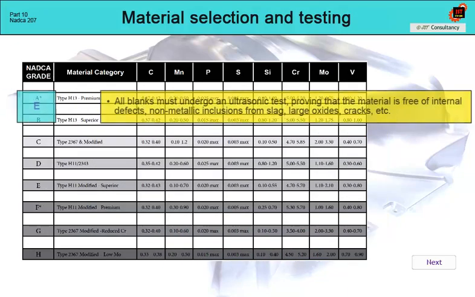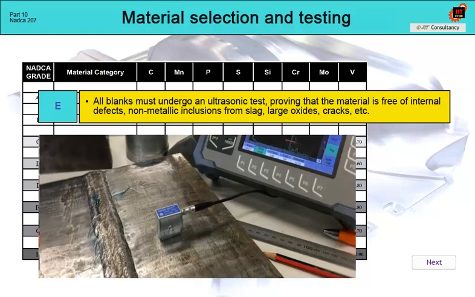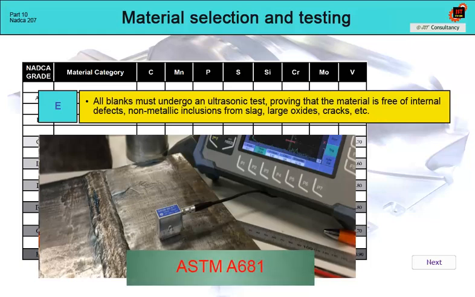Condition E. All blanks must undergo an ultrasonic test, proving that the material is free of internal defects, non-metallic inclusions from slag, large oxides, cracks, etc. This test is conducted according to the American standard A term 681 and should demonstrate that the material does not show any significant internal defects.